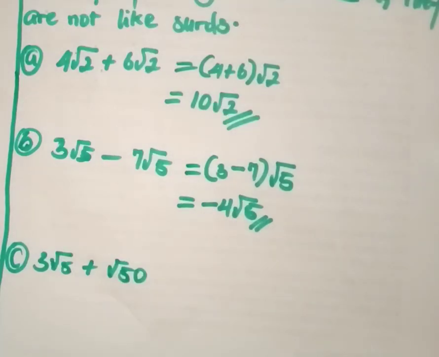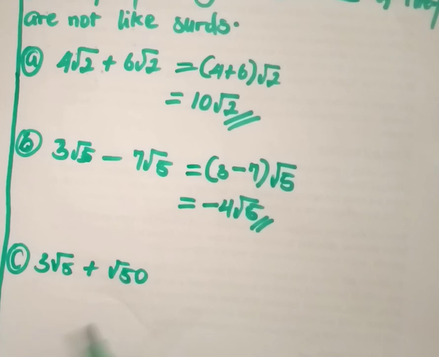So our third example says we should simplify 3 root 8 plus root 50. You can see that this is now a different case. We have two different numbers under the square root. We have root 8 and root 50. So what are you going to do? You simplify the surds first before adding.